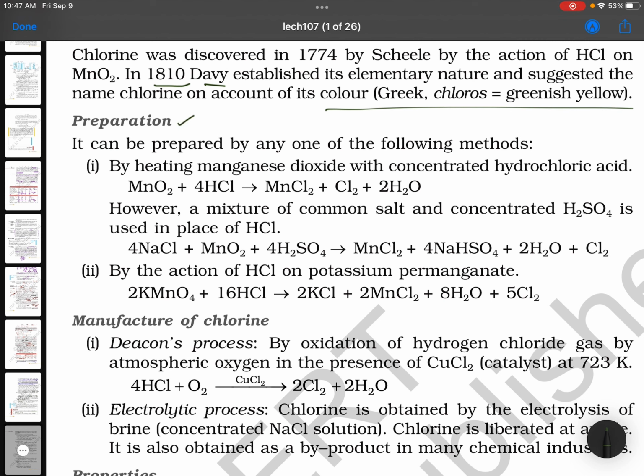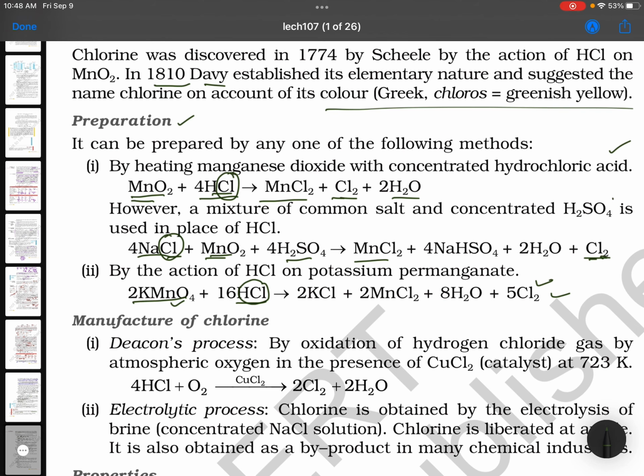Preparation. It can be prepared by any of the following methods: MnO2 plus HCl gives MnCl2 plus Cl2 plus H2O, and NaCl plus MnO2 plus H2SO4, where MnCl2 and Cl2 are formed. KMnO4 when treated with HCl. So KMnO4 is oxidizing HCl to Cl2. MnO2 is oxidizing HCl to Cl2. MnO2 is oxidizing Cl minus to Cl2. So all these are oxidizing reactions. In all these cases, you see Cl minus is present, and that Cl minus is converted to Cl2.